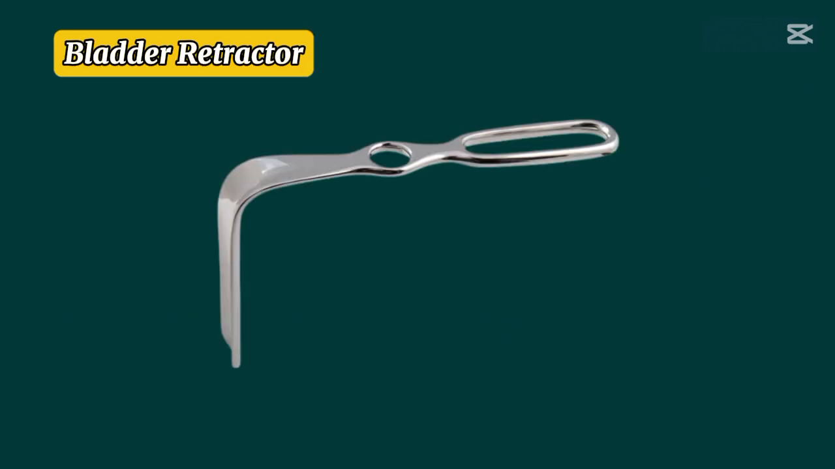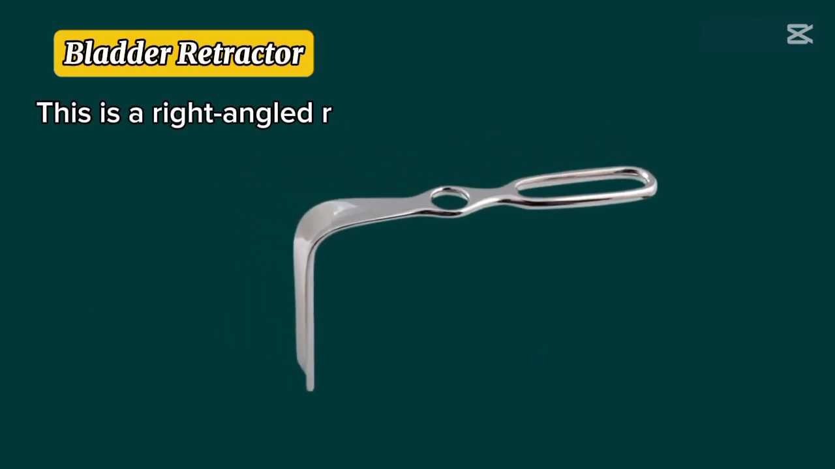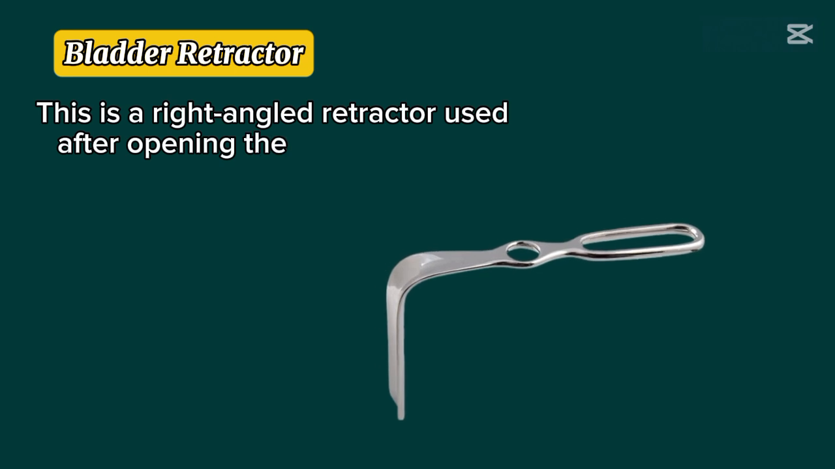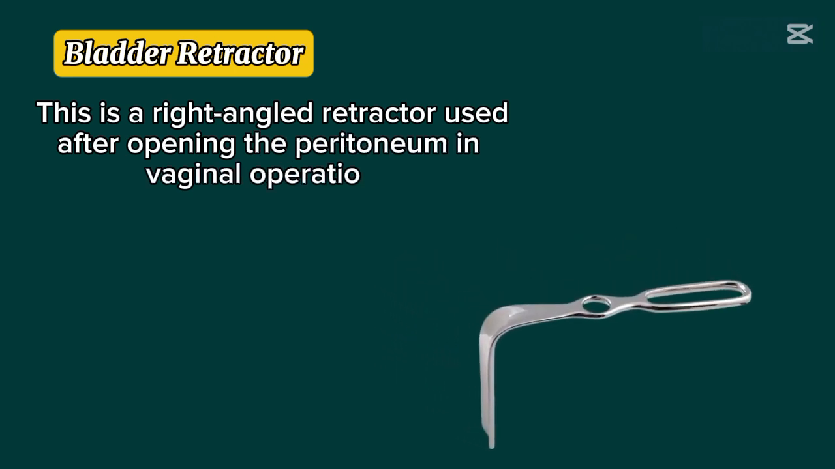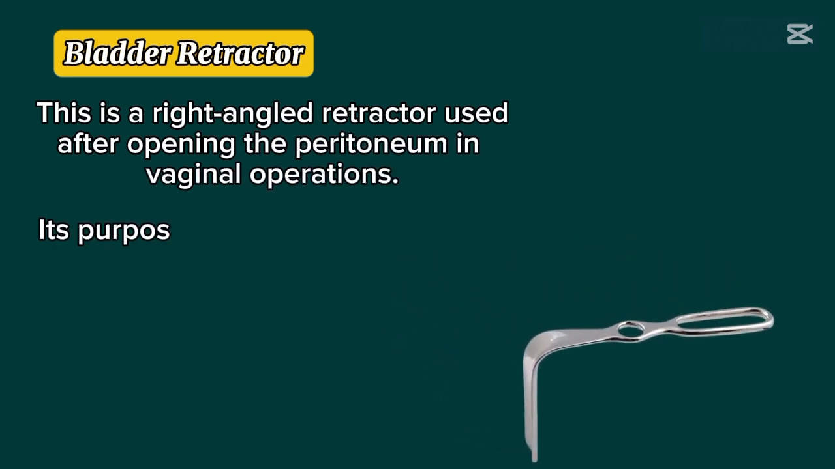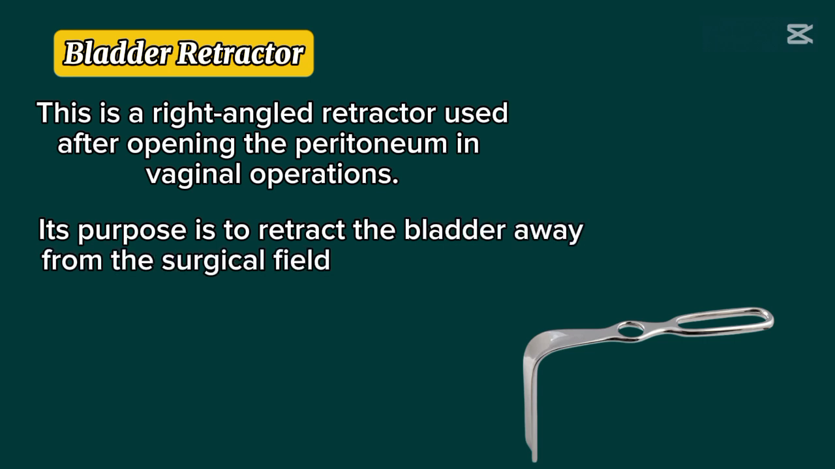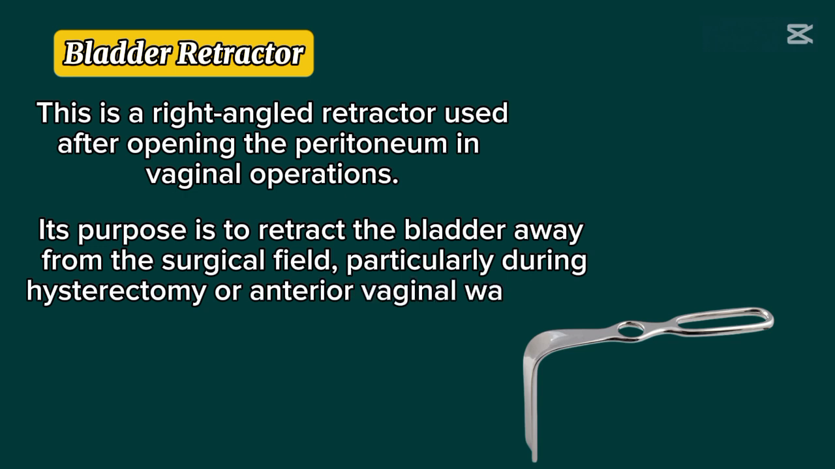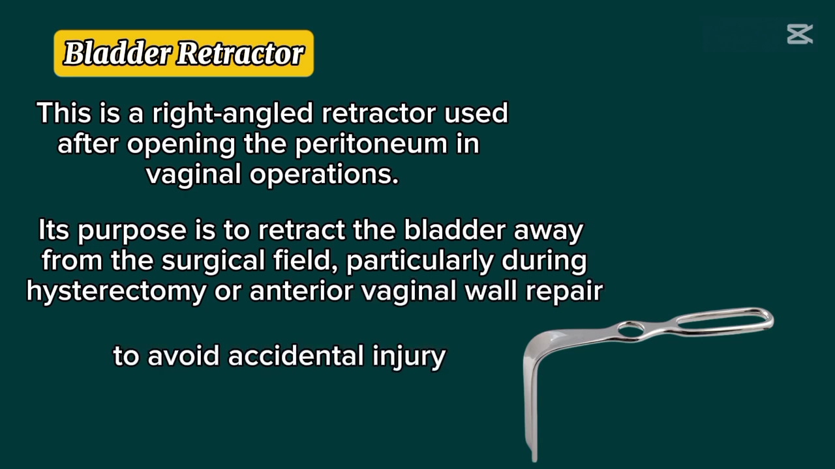Bladder Retractor. This is a right-angled retractor used after opening the peritoneum in vaginal operations. The purpose of use is to retract the bladder away from the surgical field, particularly during hysterectomy or anterior vaginal wall repair, to avoid accidental injury.